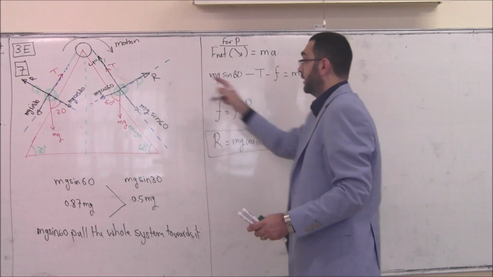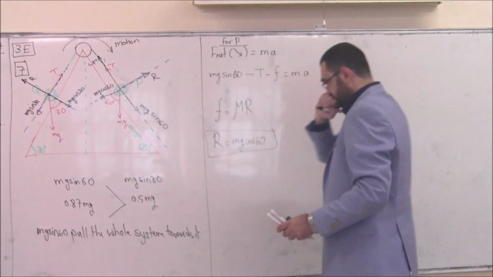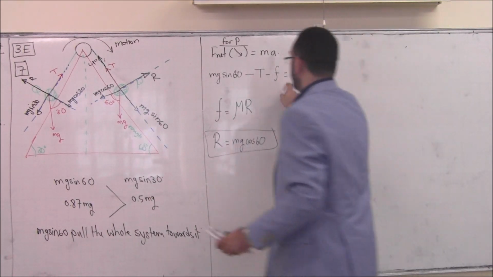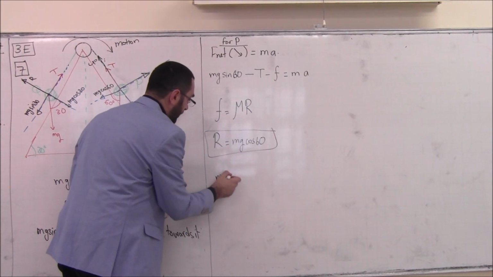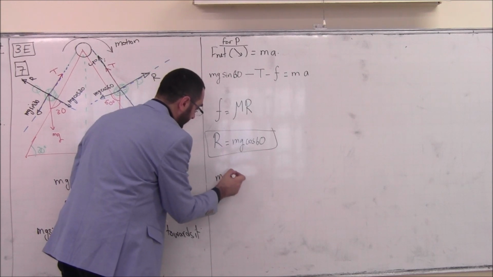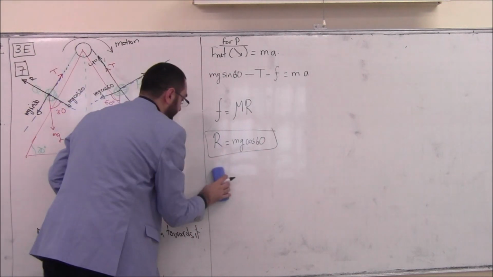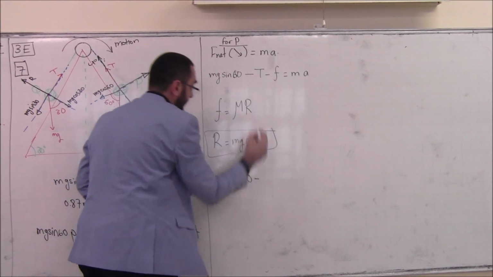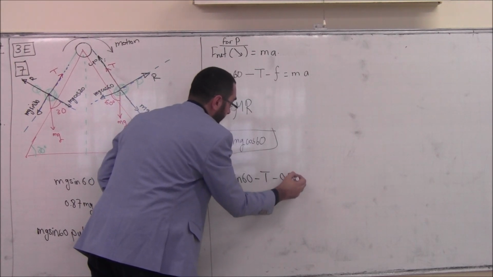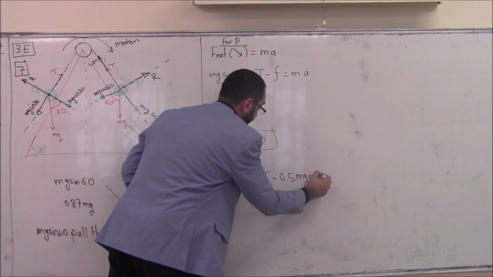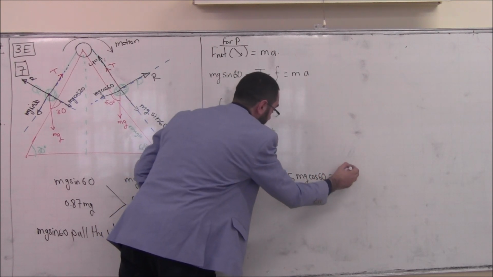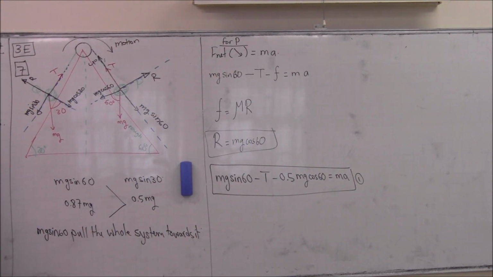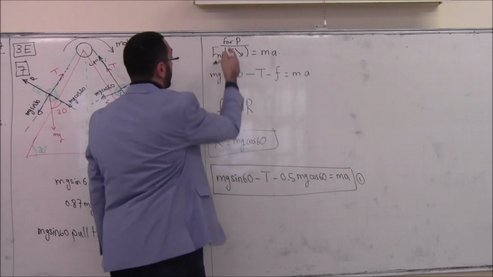Any question? Okay. R equals mg cosine 60, and mu is 0.5. Okay, substitute here. What will we have? mg sine 60 minus T minus 0.5 mg cosine 60 equals what? M times A. This is the first equation.